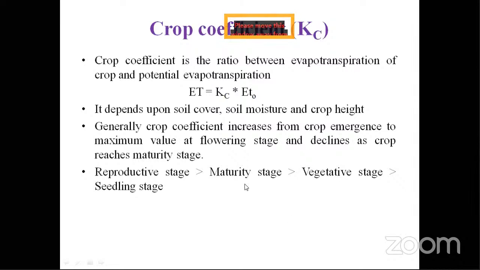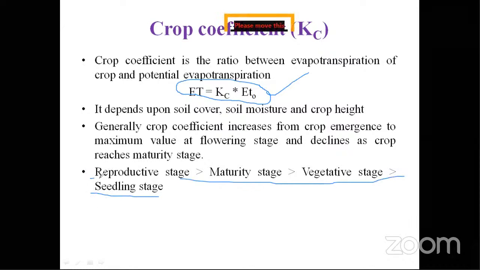Next one is crop coefficient. It is denoted by Kc. Crop coefficient is the relationship between evapotranspiration of crop and potential evapotranspiration. Potential evapotranspiration is the maximum evapotranspiration, and crop evapotranspiration is the general evapotranspiration recorded under field conditions.